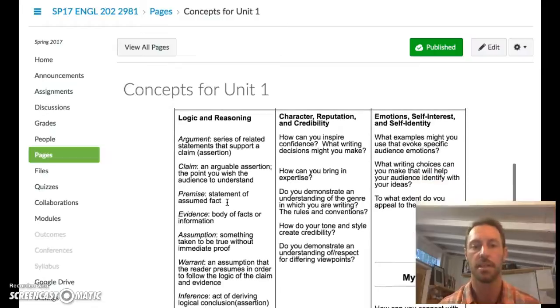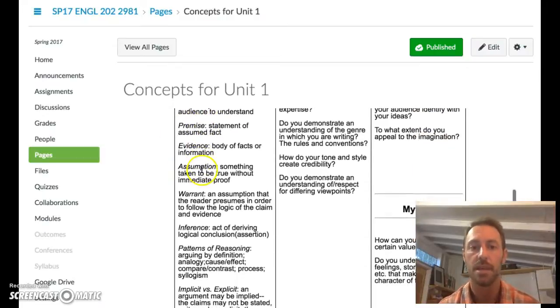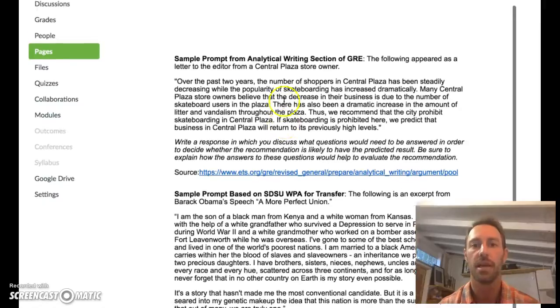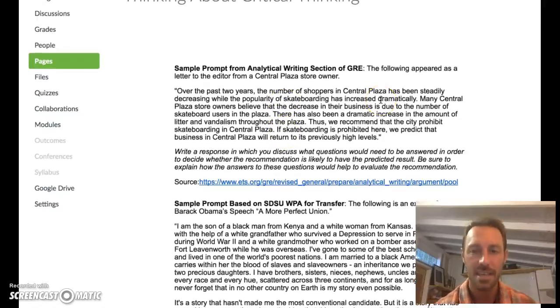And so they want us to think about the overall argument, about the claims or the premises that are being made, about the evidence that's being brought in, about the assumptions that are being made. If we look at a brief example here, we can see some of the gaps in the logic. So for example, it says, many Central Plaza store owners believe that the decrease in their business is due to the number of skateboard users in the plaza.